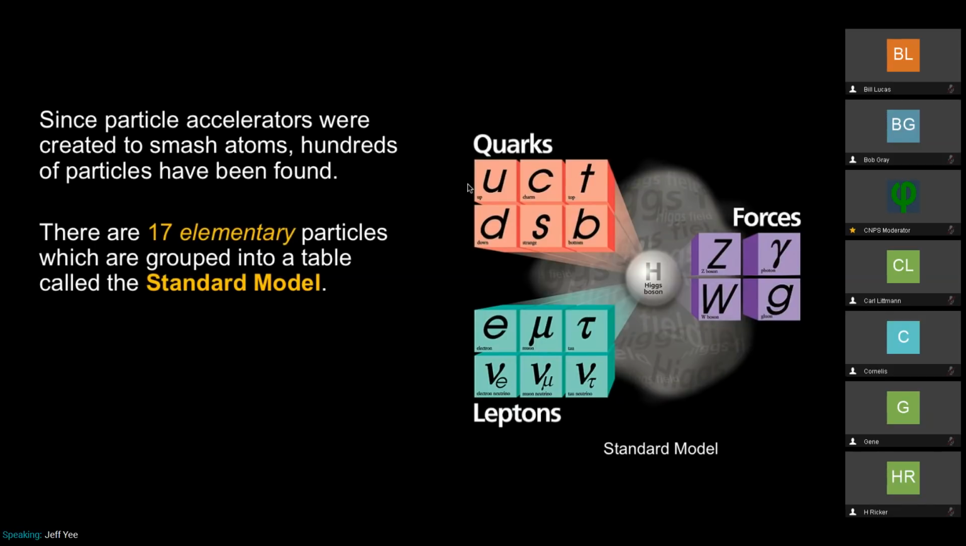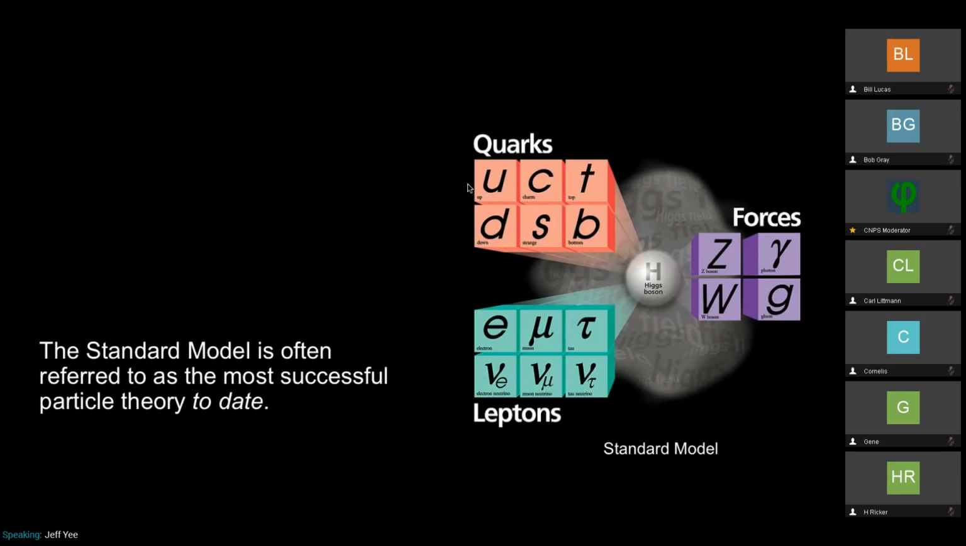I'm sure everyone here is familiar with the standard model, but just to recap, 17 elementary particles grouped into the table: quarks, forces, and leptons. And leptons I'm going to cover in a little bit more detail. Just a reminder on leptons, that is the electron family and the neutrino family. It's the electron, the muon, the tau, and then the electron neutrino, the muon neutrino, and the tau neutrino that make up the lepton family. But I'll come back to that in a moment.